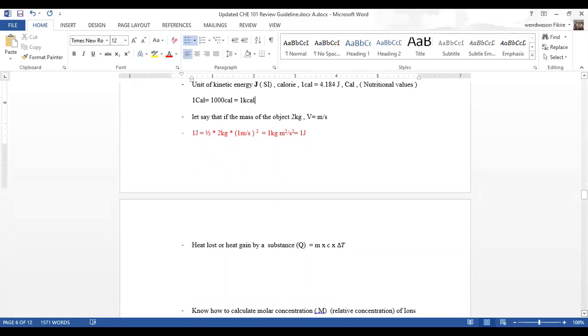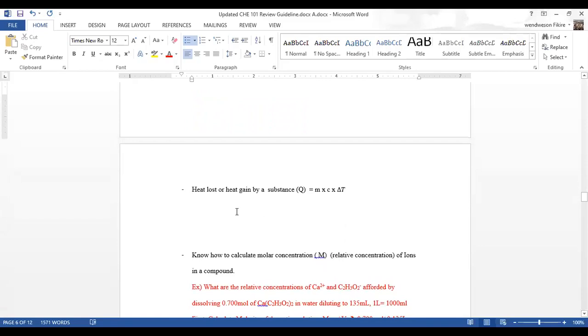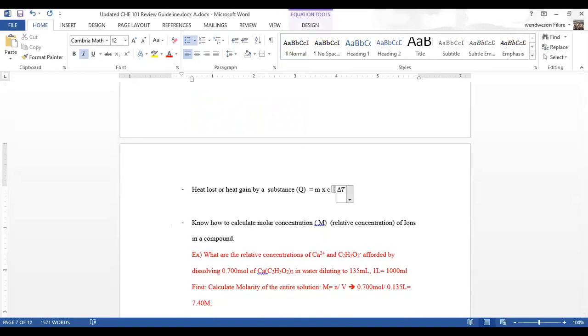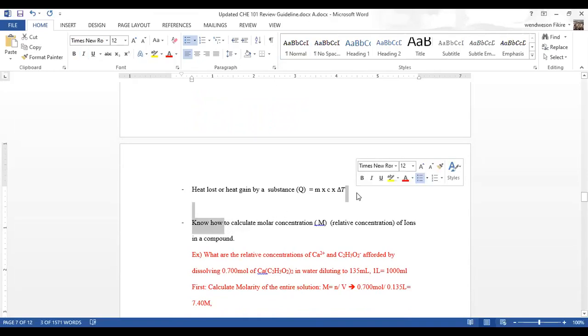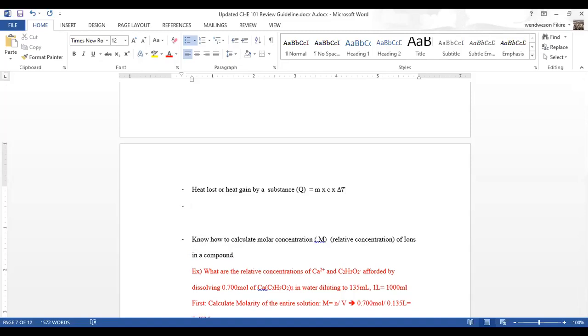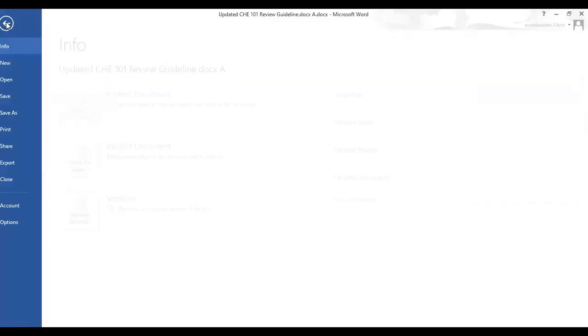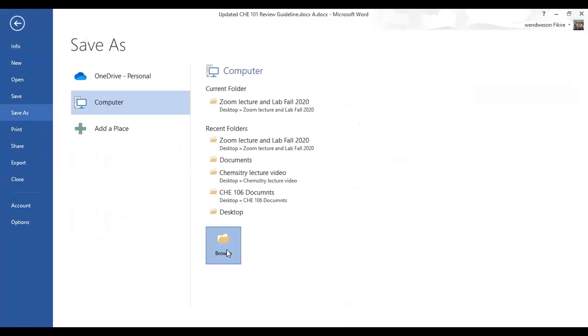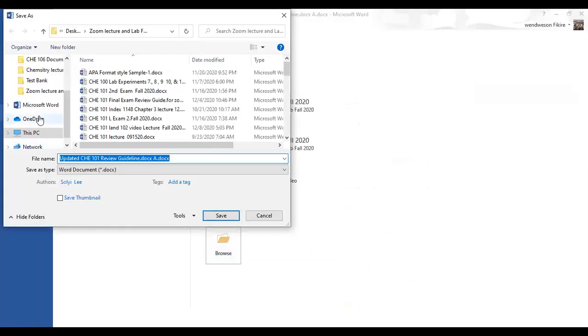Another thing I would like to discuss with you is how we calculate heat loss or heat gain by a substance. The heat transfer, the heat lost or gained, is calculated as Q equals m times c times delta T. What it means is, for example, what type of questions are we going to discuss? Let me go back to the PowerPoint so that it might be easier to write. Let me save this quickly.